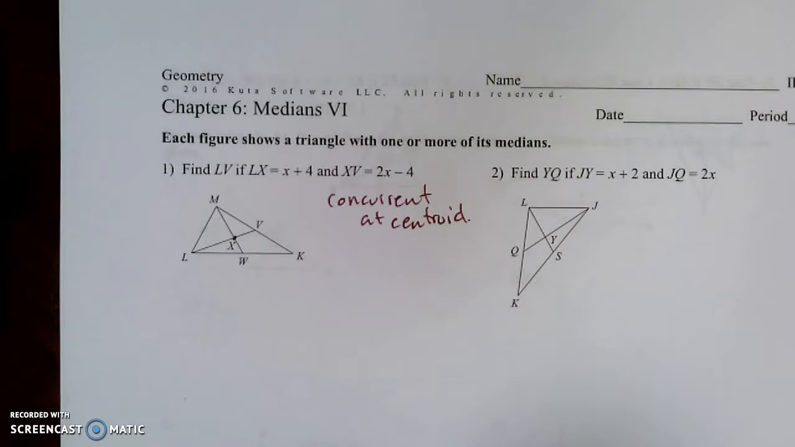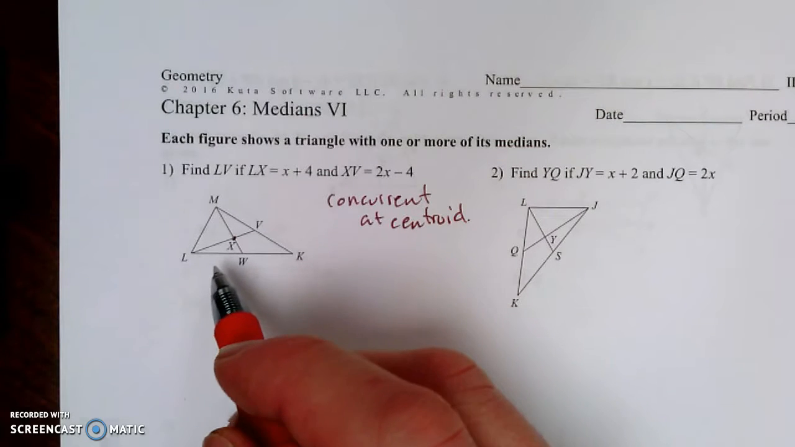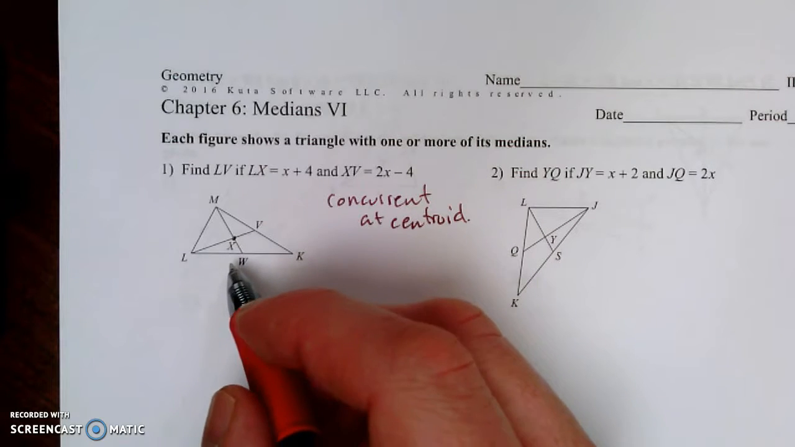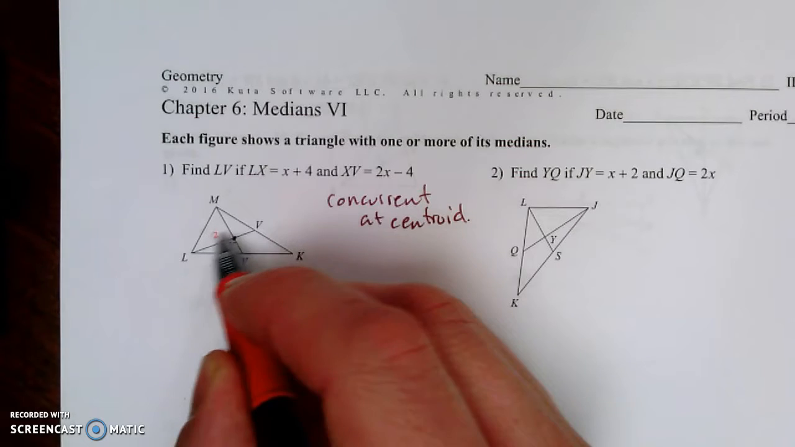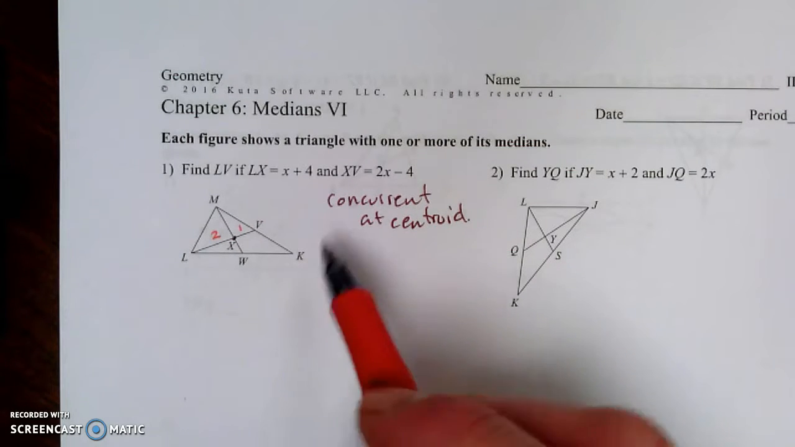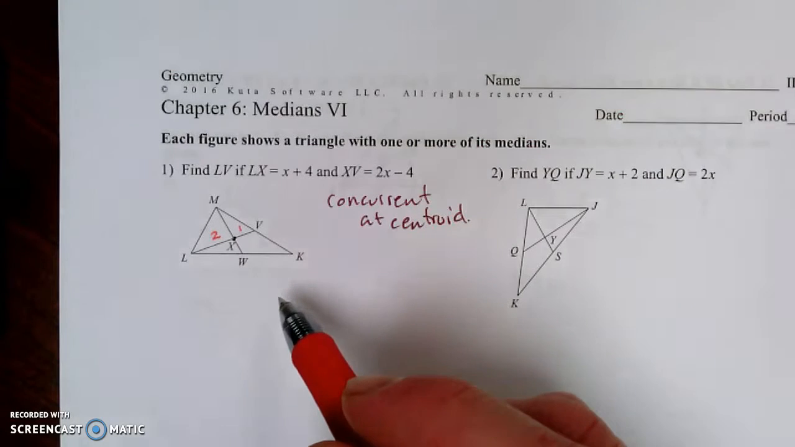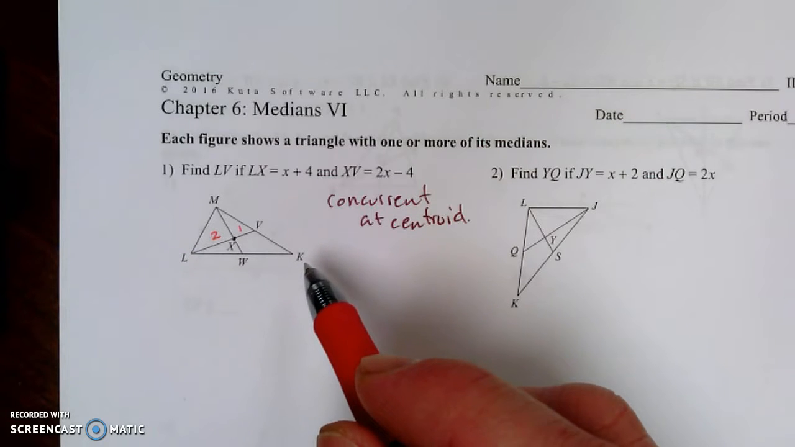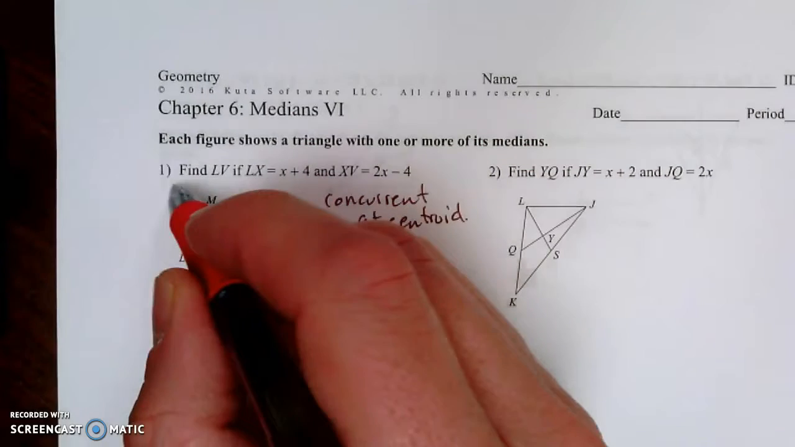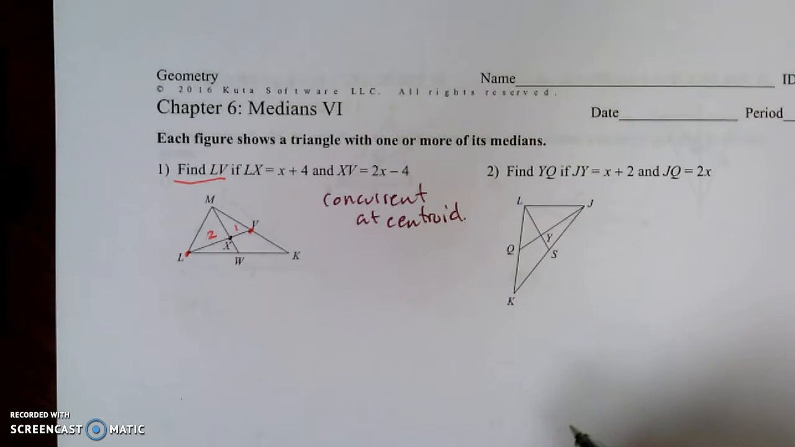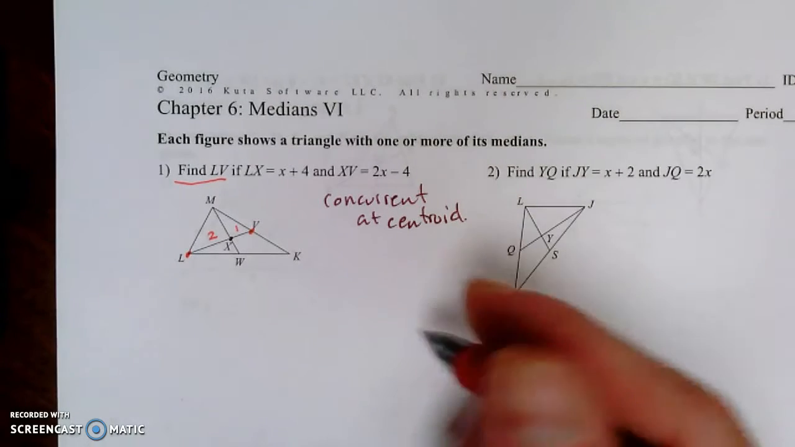All right, now, as we talked about before, a little fact about the centroid is that it divides each median into two parts, one of which is twice as long as the other. So this is two parts to one part. And we're going to use that in this case to set up an equation, because we're given a couple of expressions here for these lengths. We're going to solve that equation for x, and we're going to substitute it back into the expression to find, in this case, LV, or the distance from L to V over here.